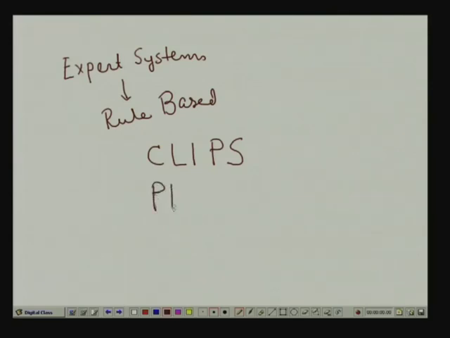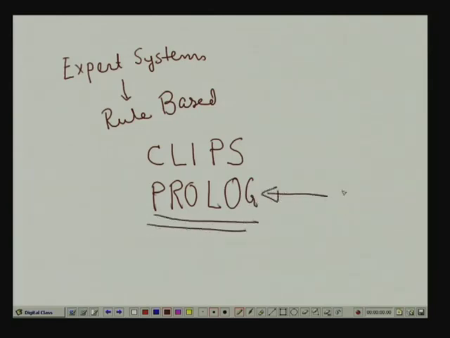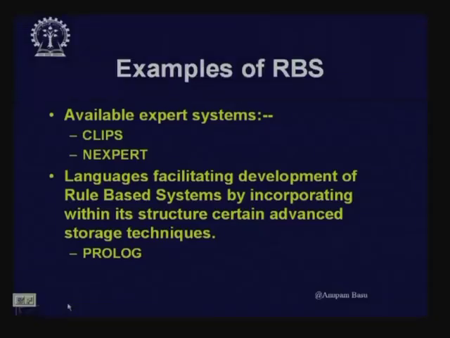There is a language which many of you must have heard of, Prolog, which is programming in logic. Now, Prolog is a specific case of backward chaining. That means, Prolog utilizes the backward chaining method of reasoning that we have just now discussed. CLIPS on the other hand uses forward chaining.